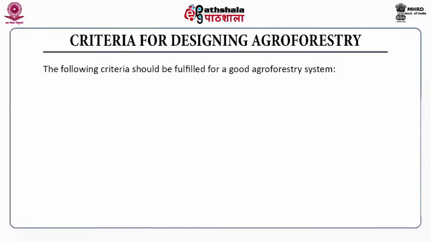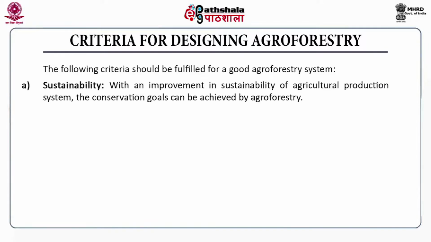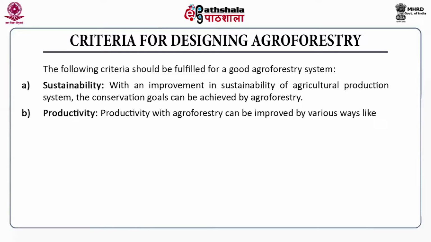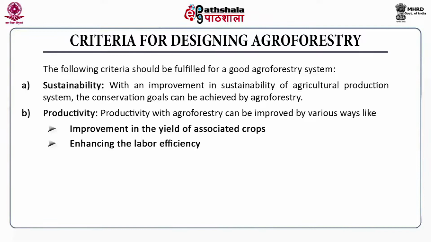Now, what are the different criteria that have been used for designing the agroforestry? First is sustainability. With an improvement in the sustainability of agricultural production system, the conservation goals can be achieved by agroforestry. Then comes productivity criteria. Productivity with agroforestry can be improved by various ways like improvement in the yield of associated crops, enhancing the labor efficiency and diversifying the crop production.